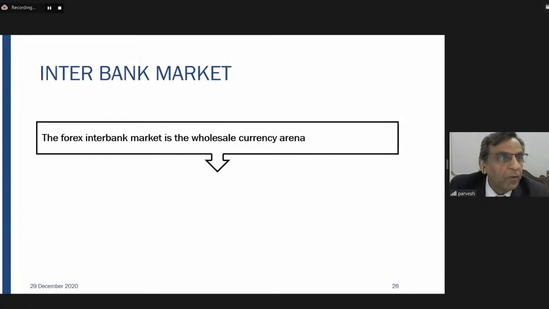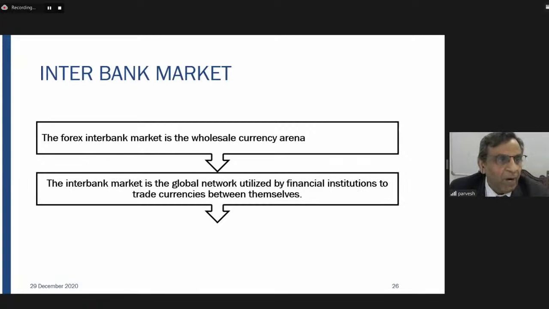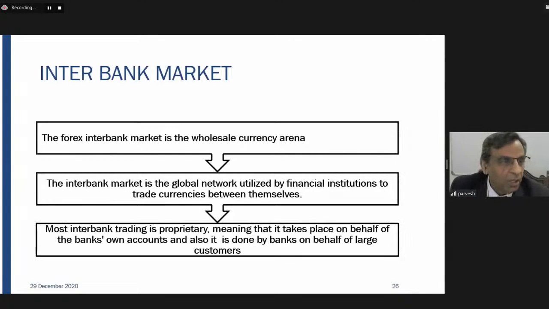Just a little bit more about the interbank market. The forex interbank market is a wholesale currency arena. The interbank market is a global network utilized by financial institutions to trade currencies between themselves. Why they do it, we'll understand in more detail. It's a very important thing. Most interbank trading is proprietary, meaning that it takes place on behalf of banks' own accounts, and it is also done by banks on behalf of large customers. So the interbank market is a wholesale arena, a globalized network of financial institutions trading currencies among themselves. The rates quoted in these markets are called interbank rates. Most of the time they are trading for themselves, and it is done on behalf of large customers also.